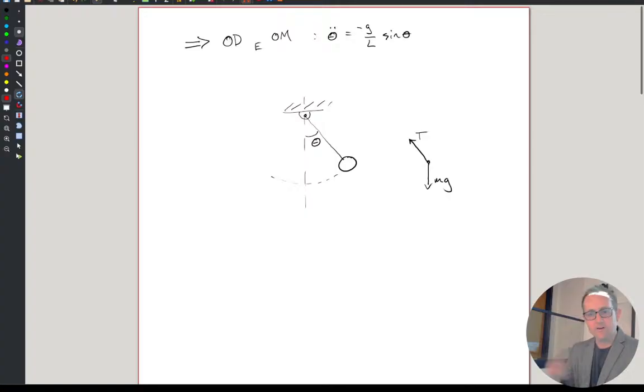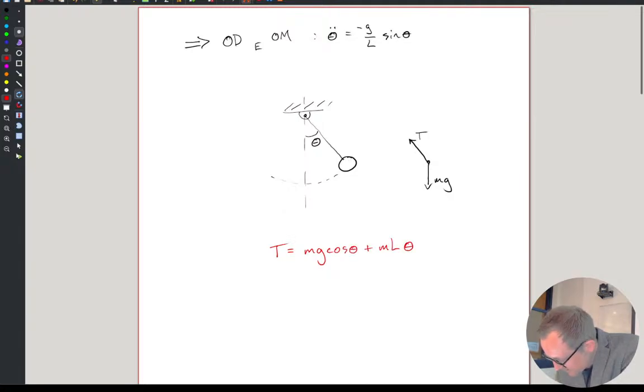Yeah, so it's the other component of mg, right? So tension was mg cosine theta plus ml theta dot squared. What is a linear approximation for cosine theta? Theta? 1? That's really close to it. If theta is real close to 0, cosine theta is 1.